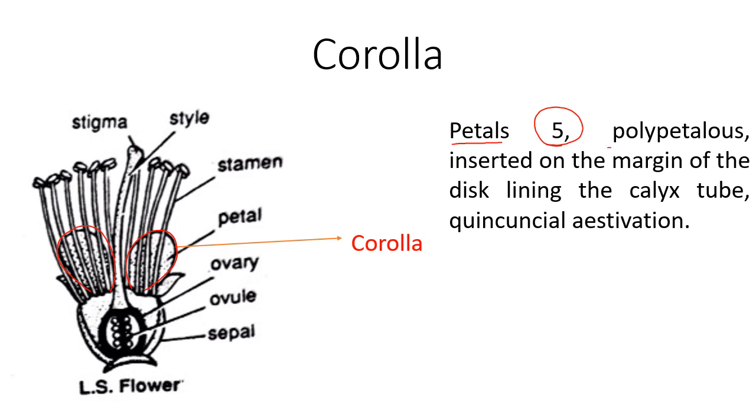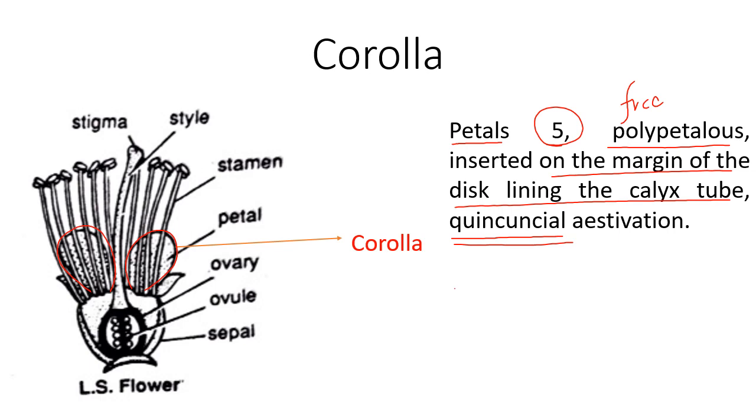They are polypetalous. Why polypetalous? Because they are free. That's why polypetalous. They are inserted on the margin of the disc lining of the calyx tube, and it is showing quincuncial type of estivation. In case of calyx, we saw that was imbricate estivation, and in case of corolla it is quincuncial.